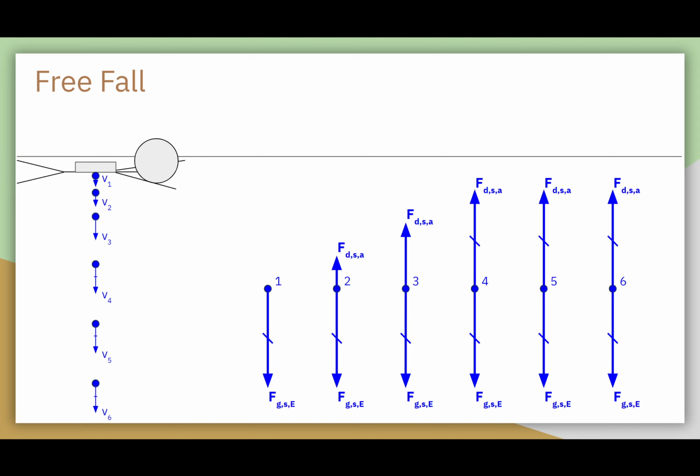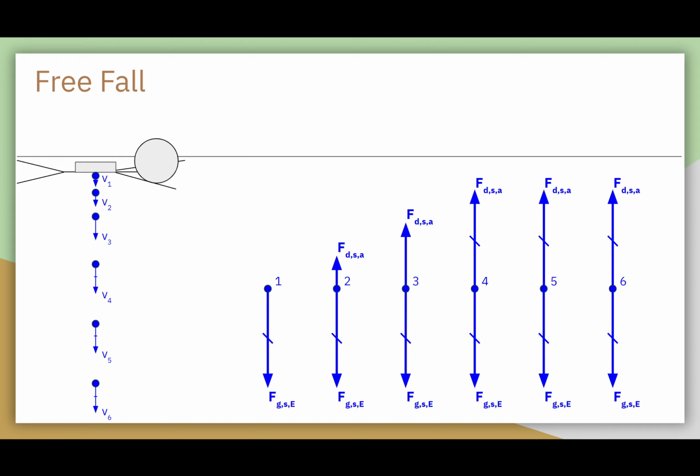The fact that the forces are balanced does not mean that the skydiver comes to a stop. What it means when the forces are balanced is that the acceleration is zero. The skydiver will no longer be speeding up. They're going to be continuing to move towards the ground.